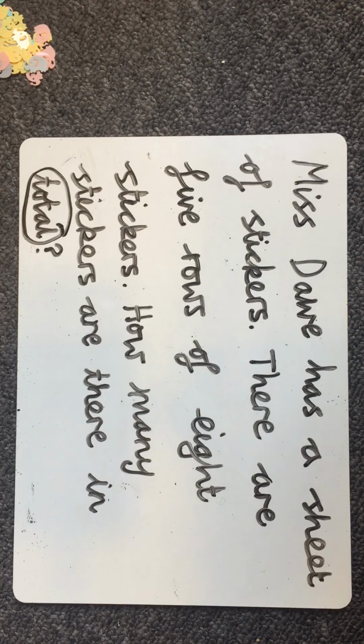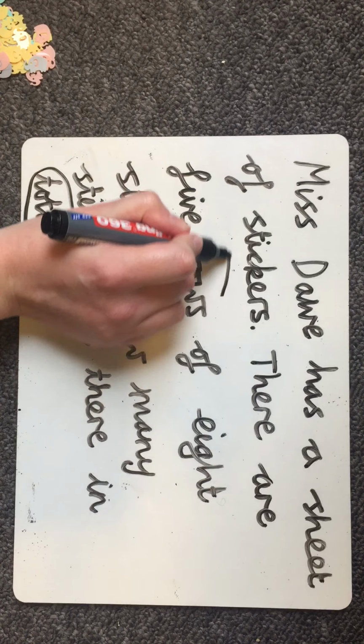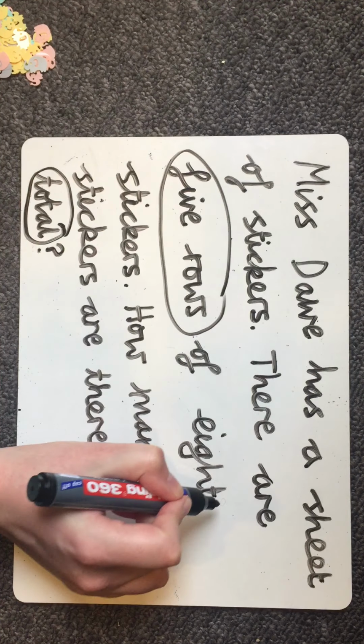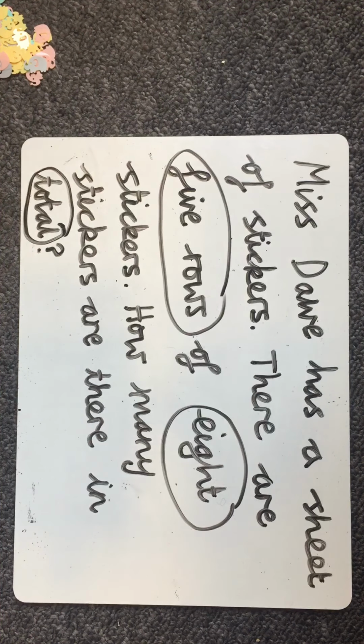Which parts of our word problem are important in helping us solve it? Have a look. Miss Dawe has a sheet of stickers. Would I circle the word stickers? No, it doesn't matter if it's stickers or biscuits or rows of children lined up in the playground. So I'm not going to circle that one. There are 5 rows of 8 stickers. How many stickers are there altogether? Yeah, I need to circle the 5 rows, so the 5 lines of 8. So I know there are 5 lines, and in each line of stickers there are 8.